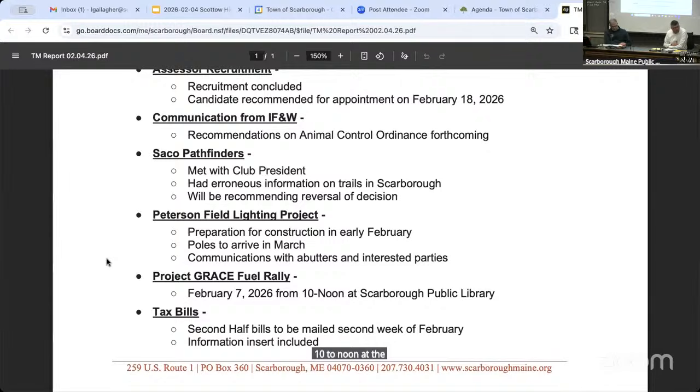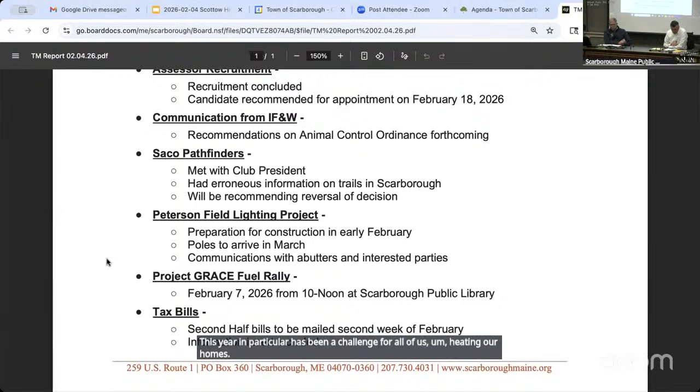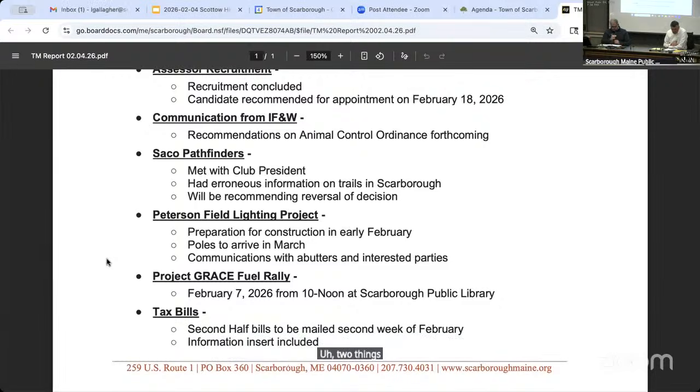So please do what you can to help. This year in particular has been a challenge for all of us, heating our homes. Two things not on the agenda I just wanted to bring to your attention.